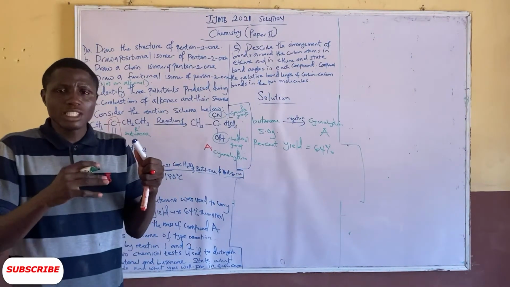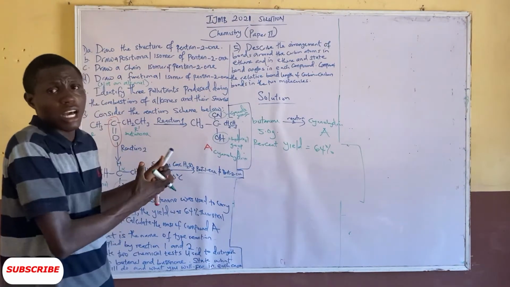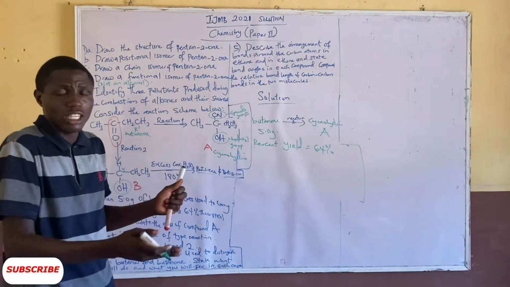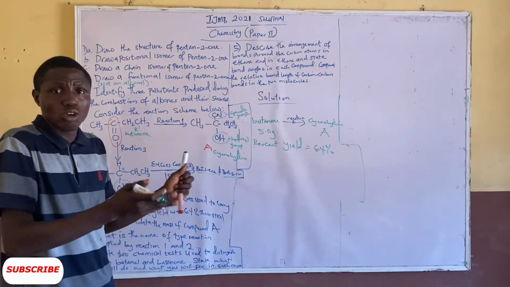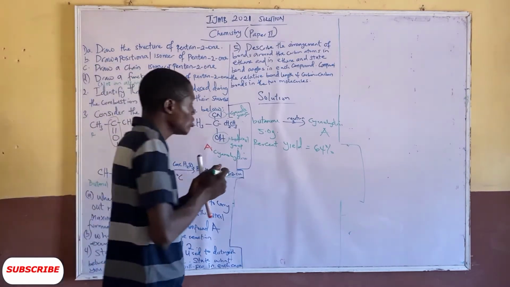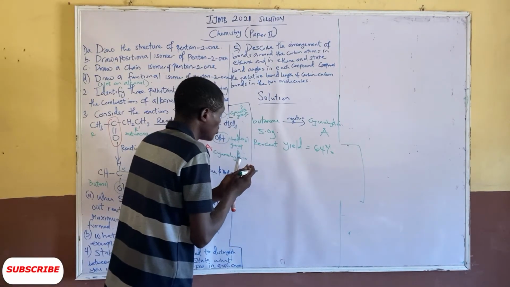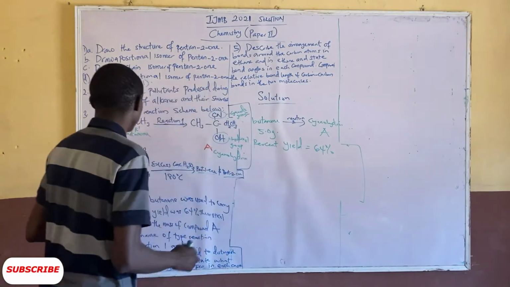The first thing is to write the equation for the reaction which has been given to us and relate it stoichiometrically. How do you go about that? You go about it by writing the reaction first.